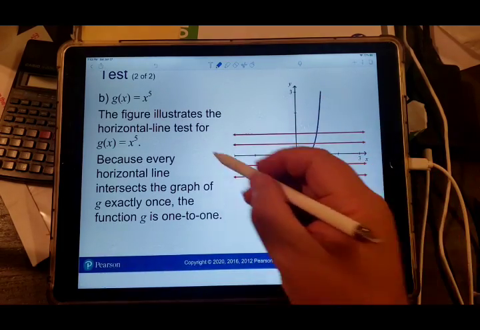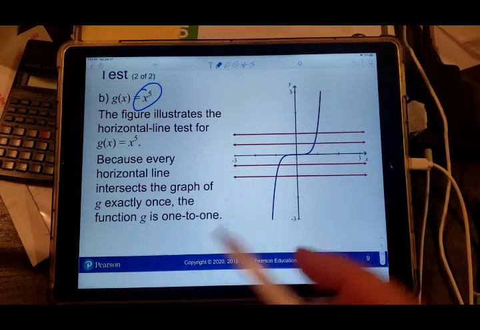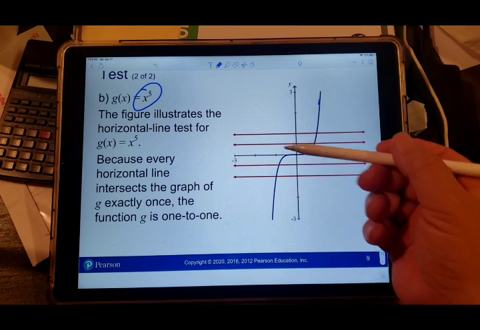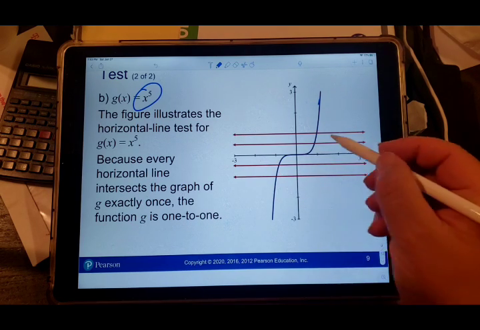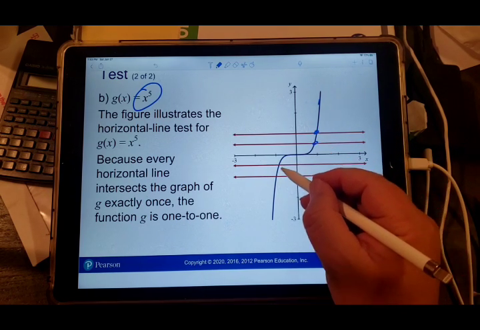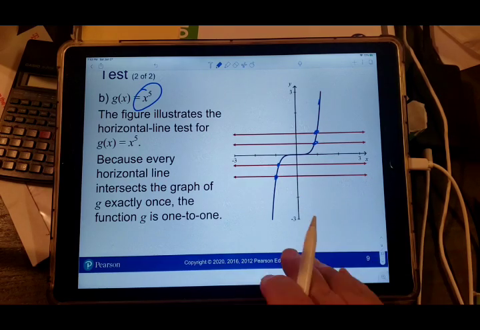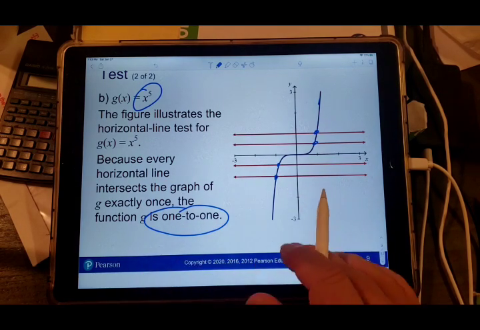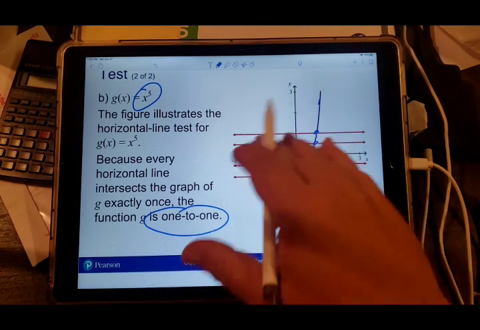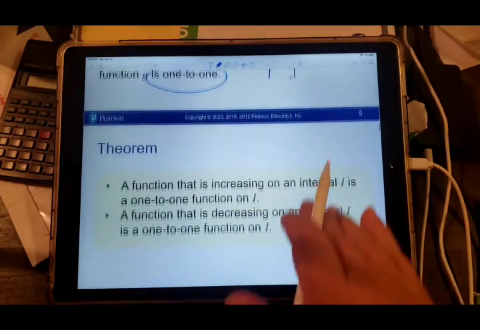This one, y equals x to the 5th, is 1 to 1 because every horizontal line intersects it one time. You intersect it once. This one intersects it once. 1 to 1. There's no coincidence that intersecting it once is part of the name.